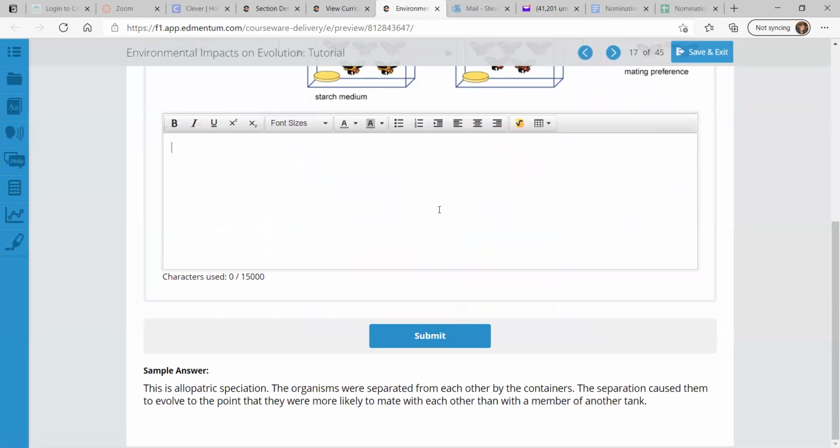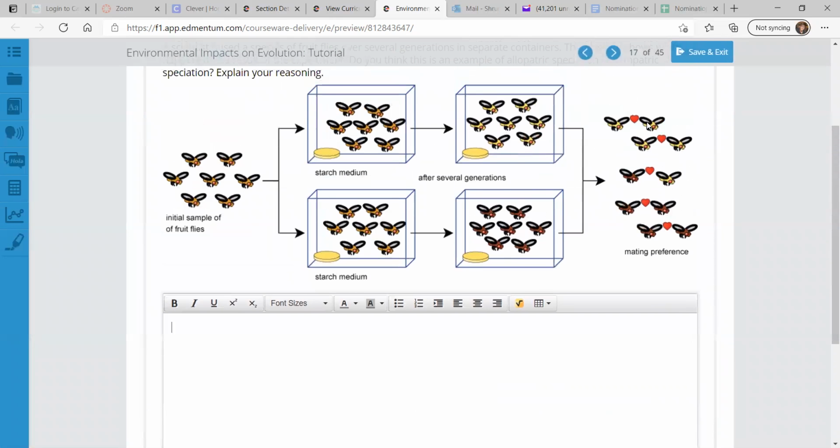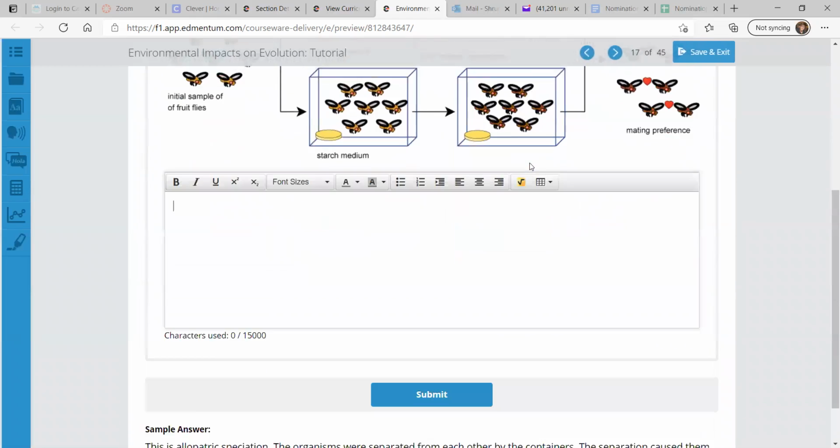And the separation caused them to evolve to the point that they were more likely to mate with each other than with a member of another tank. Notice they stick together mostly, but they do interbreed. But they prefer the ones that are in their own group.